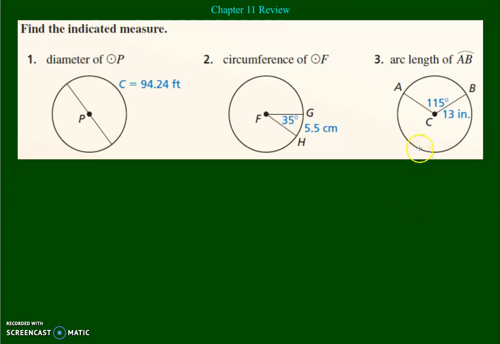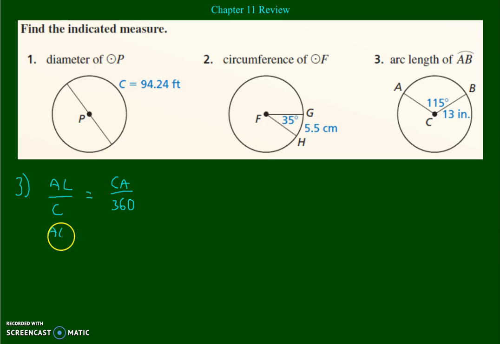Problem 3 is a little bit different still. We're given a central angle of 115 degrees and a radius of 13 inches. We're looking for the arc length now of AB. So let's go ahead and write down our information, see what we have. We know that arc length is to circumference as central angle is to 360. We always write the same relationship down when we're dealing with arc length. We are given a radius and a central angle.